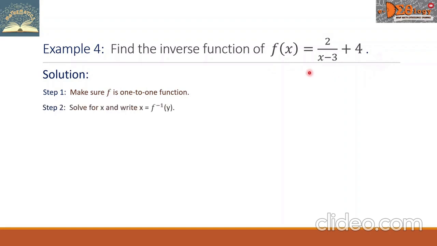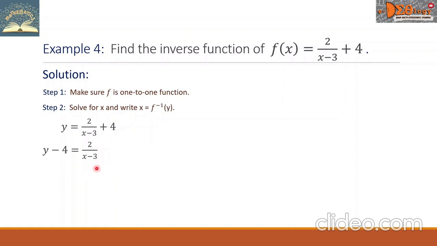Step 2. Let us solve for x and write x equals f inverse of y. That means we're going to rewrite this problem down here. But for the f of x, I will change into y. So we have y equals 2 over x minus 3, then plus 4. Let us now isolate the x. This plus 4 we transpose to the left. It becomes negative. So we have y minus 4 equals the fraction 2 all over x minus 3.